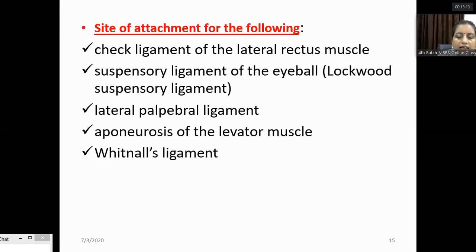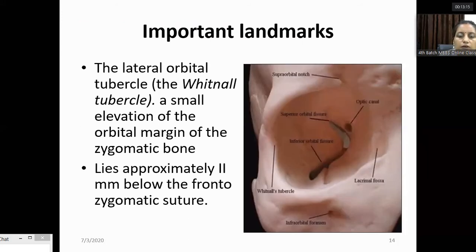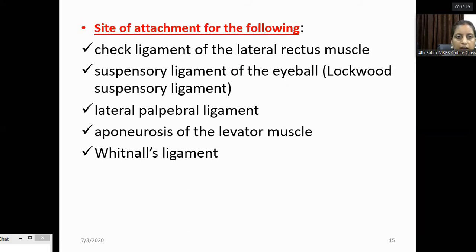So what are the sites of attachment for this Whitnall's tubercle? Why is it important? It has different attachments: the check ligament of the lateral rectus muscle, suspensory ligament of the eyeball, lateral palpebral ligament, aponeurosis of the levator muscle, and Whitnall's ligament itself.